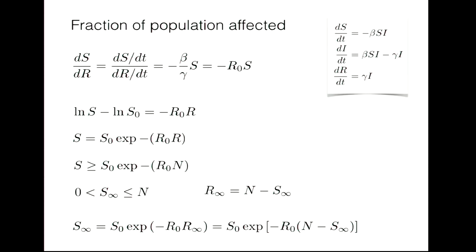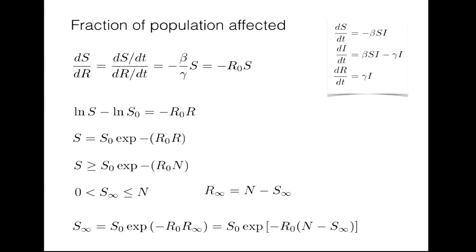So now I am going back to the situation where S and R are between 0 and N. If I put an N here for the maximum possible value R can take, then S is always greater than or equal to S0 exponential minus R0 times N. Okay. So if I say that S infinity at long time must be anywhere between 0 and N, and R infinity must be N minus S infinity, this gives me a relationship between the S infinity, the S0, the R0 and the N that sits there.